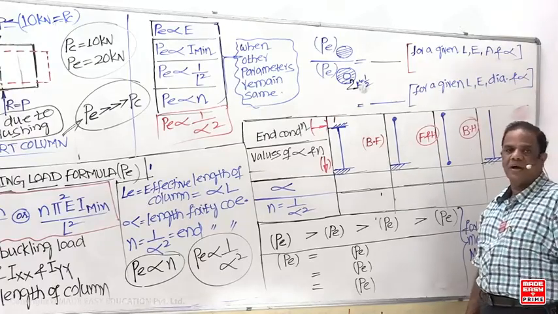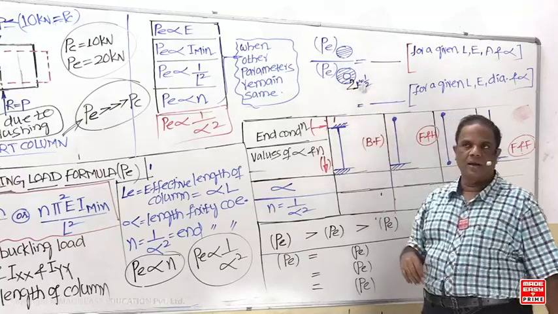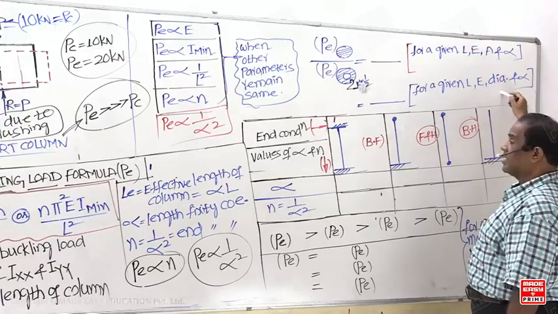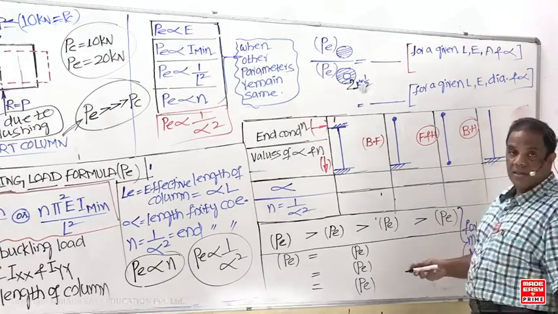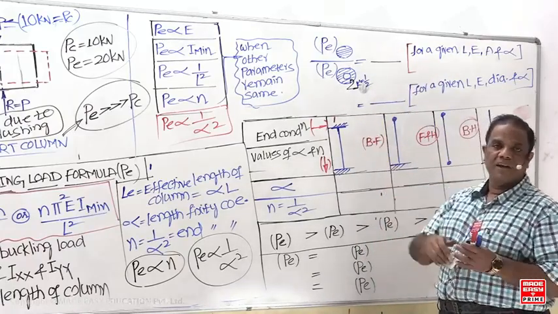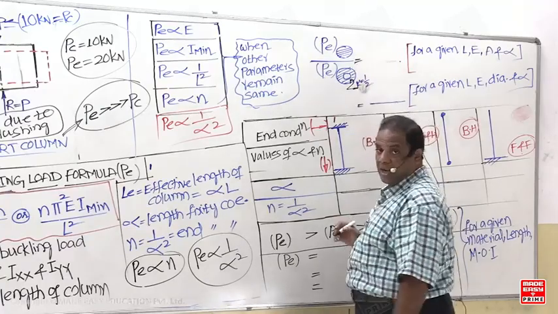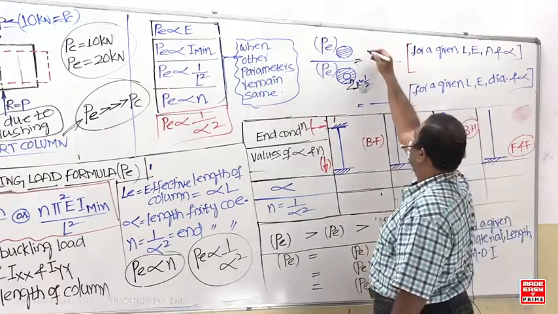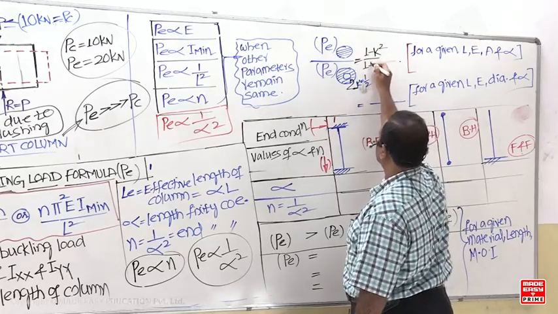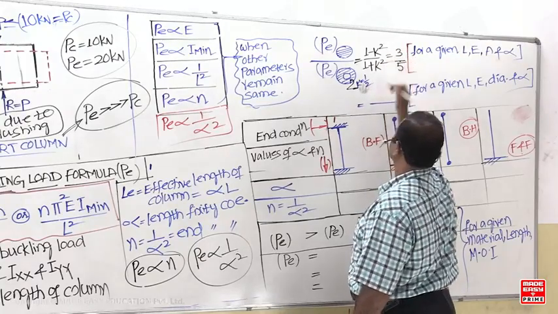Only the shape of the cross section is different: solid circular here and hollow circular there. Next, length is the same, material is the same, diameter is the same, and end conditions are the same. What is this ratio? I already wrote it in the torsion chapter: the moment of inertia ratio. For the same area, which one is better? Hollow is better. The ratio is 1 minus k square upon 1 plus k square. These ratios were given in the torsion chapter, so this will be 3 by 5.